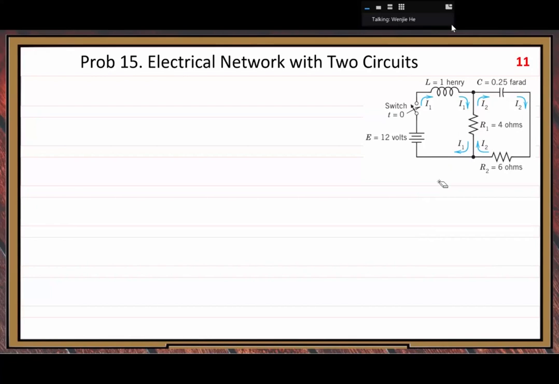This is our last question of part A. After we finish this question, we will move to part B. All right.